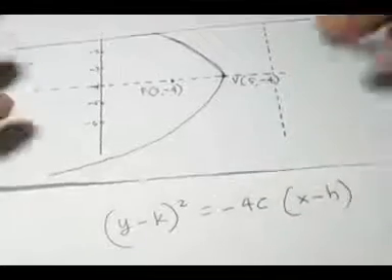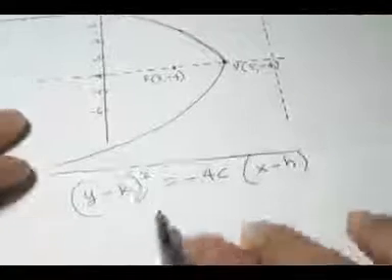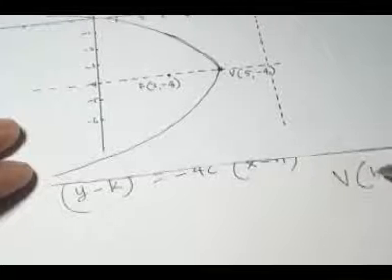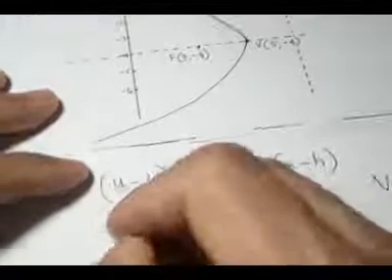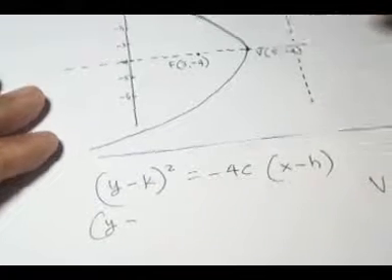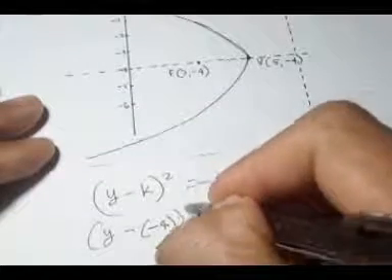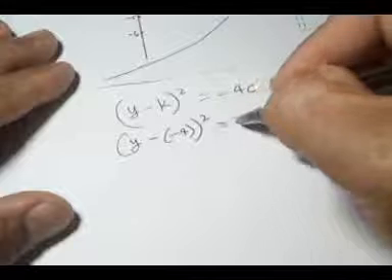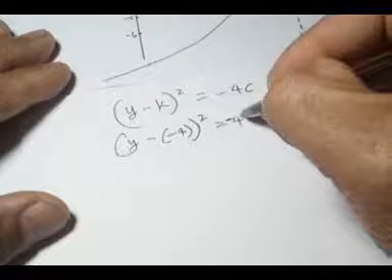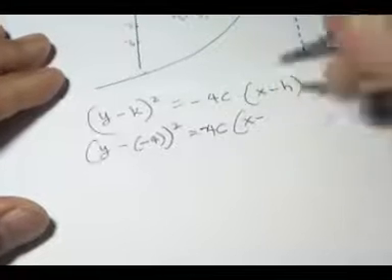Okay, the vertex is (5, -4). Take note that the vertex has coordinates (h, k). So this is (y minus k), where k is negative 4, squared, equals negative 4c times (x minus h), where h is 5.